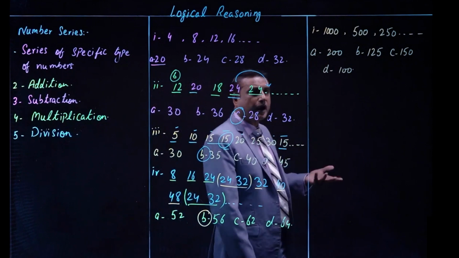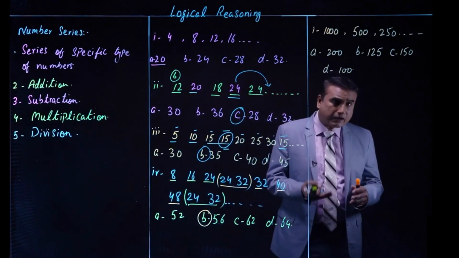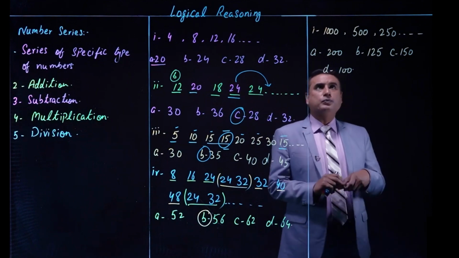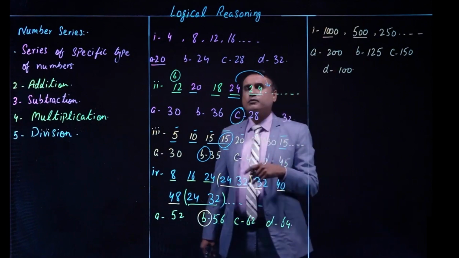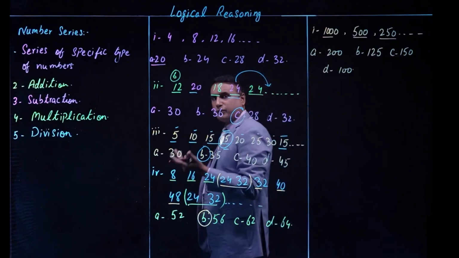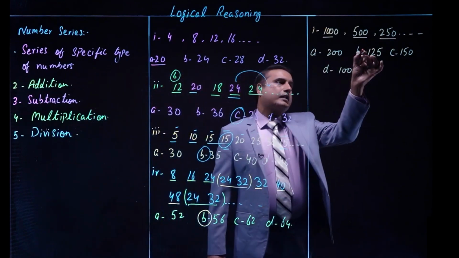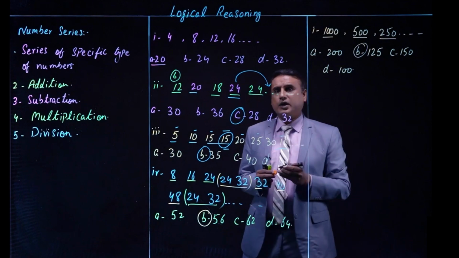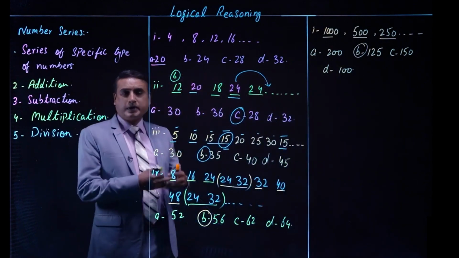Now you can see that in this series, every number is divided by 2 and we get the answer, and that answer is further divided by 2. Like 1000 divided by 2 will give you 500. 500 divided by 2 will give you 250. And when you divide 250 by 2, you will get 125. And your right option will be 125.